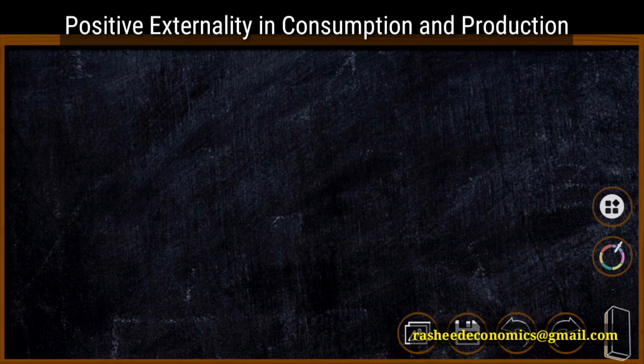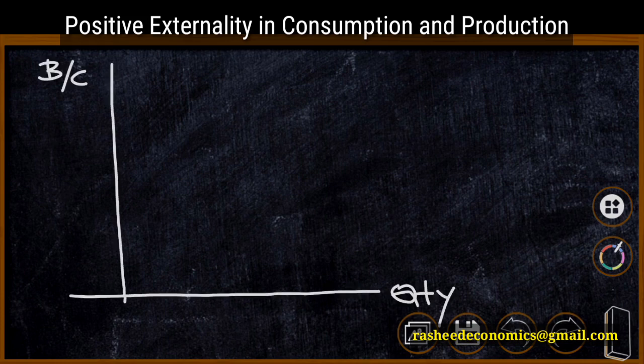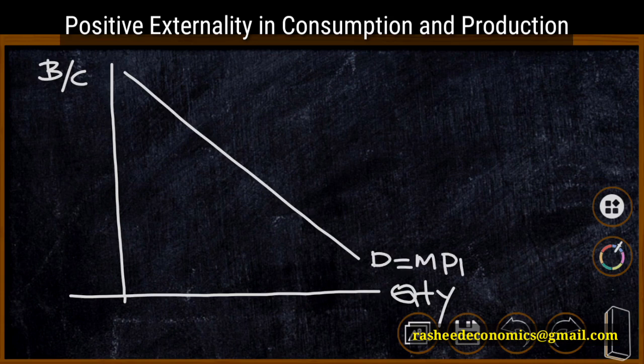Let us examine the condition of positive externality in production with the help of a diagram. Here we have the x-axis and y-axis. On the x-axis we have shown quantity and on the y-axis we have represented benefit or cost. Here we have a demand curve, which is the marginal private benefit curve, which is also equal to the marginal social benefit curve. Here marginal private benefit is equal to marginal social benefit because we are assuming that there are no consumption externalities. We have already said that in the case of consumption externality it affects the marginal private benefit curve. Similarly, in the case of production externality it is going to affect the marginal private cost curve.